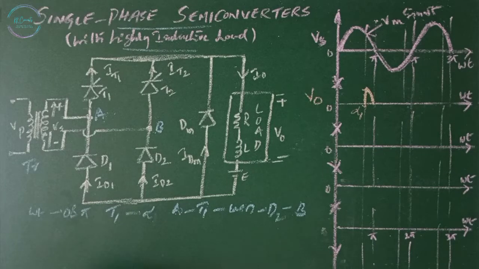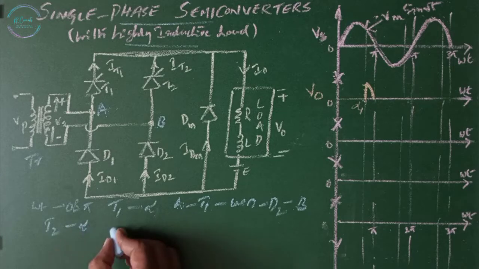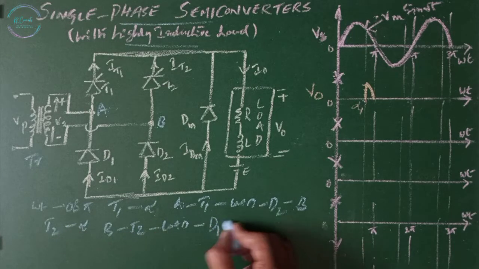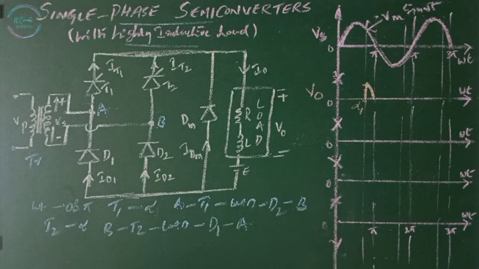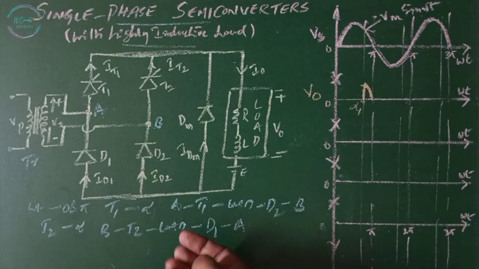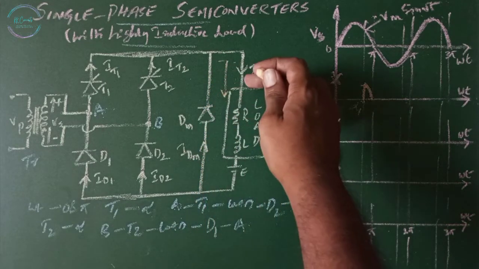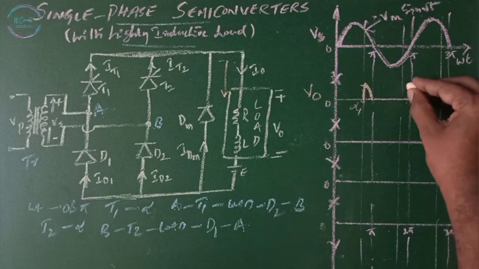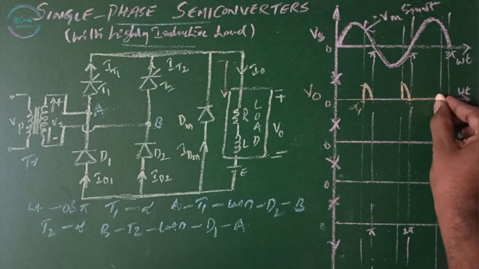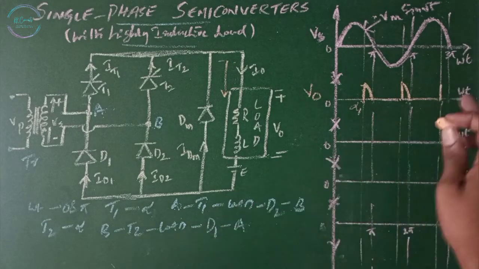In the negative half cycle, T2 is forward biased, and when it is triggered, the current flows through B to T2, T2 to load to D1, D1 to A. The input voltage is going to appear across the load. Even though this is negative voltage, the current flow direction is not going to change. It's going to flow from this point to this point. So the voltage appears in the positive half cycle only. It continues to be at 0 until the next time in the positive half cycle.